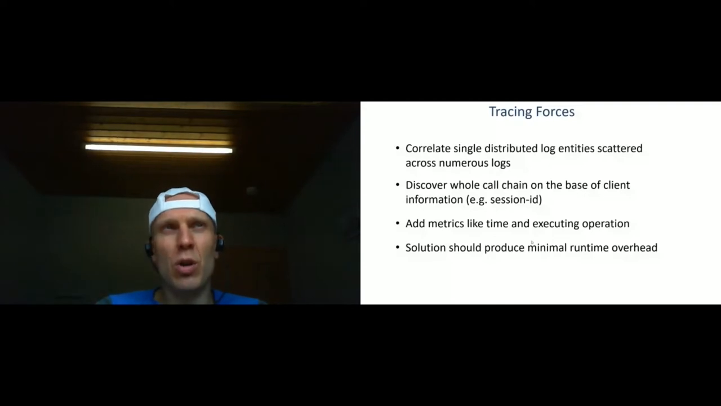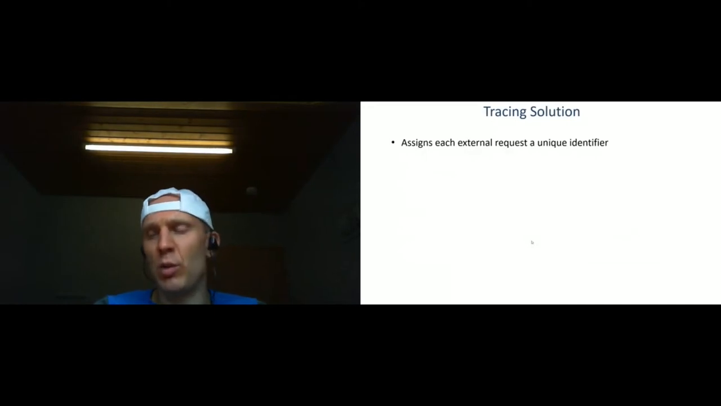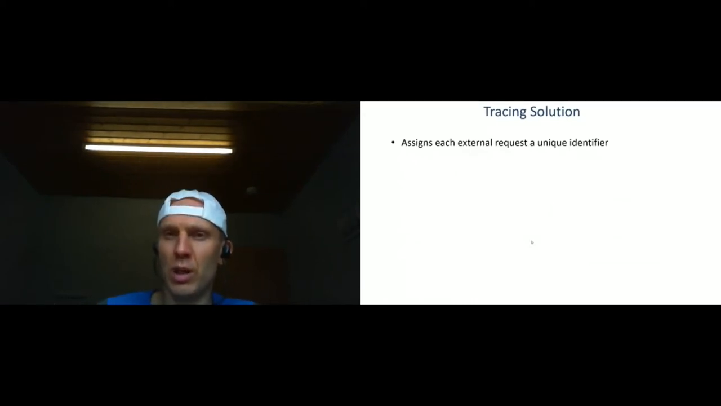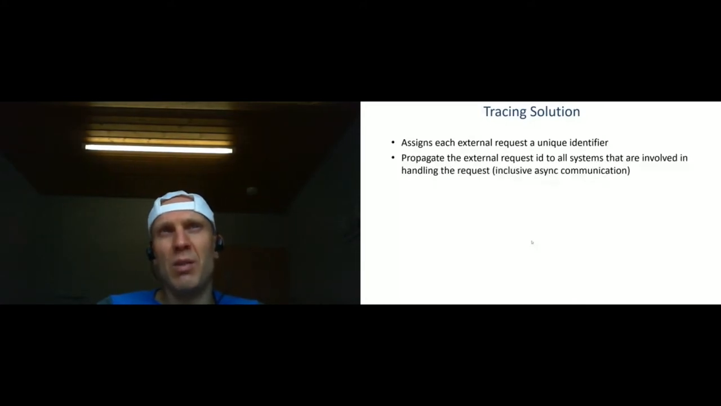Therefore, how does a tracing solution normally look? You assign an identifier to each request, so the request can be identified somehow. In tracing terminology, the name is trace ID, and it stays constant for the whole round trip. It is how you find the round trip of the message. Then this ID should be propagated to all systems involved in the communication and handling of the request. It doesn't matter whether the communication is asynchronous or synchronous, for example over HTTP; somehow you should propagate this request ID and log it in every part of the system.